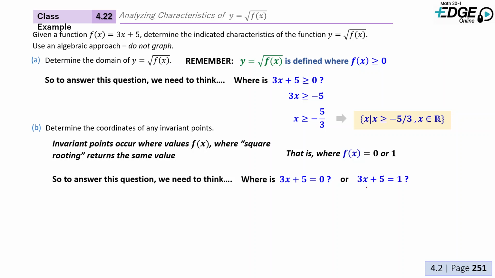And also, where is 3x plus 5 equal to 1? And the square root of 3x plus 5 equal to 1. So if we solve this just using simple algebra, subtract 5 from both sides, divide by 3, we get x would be equal to negative 5 over 3.